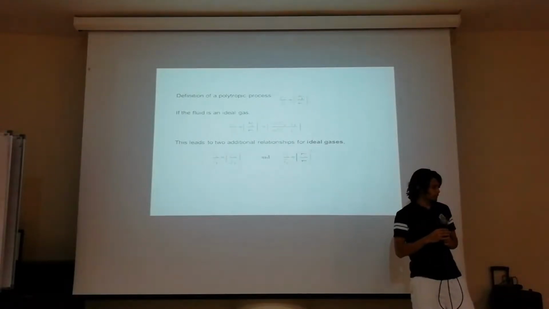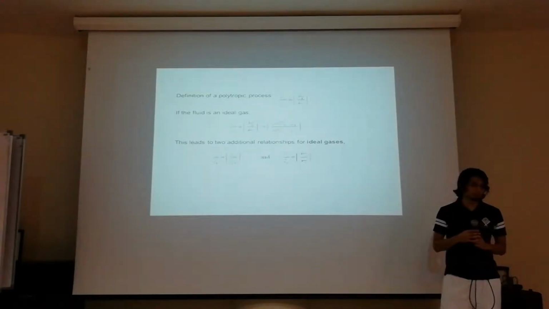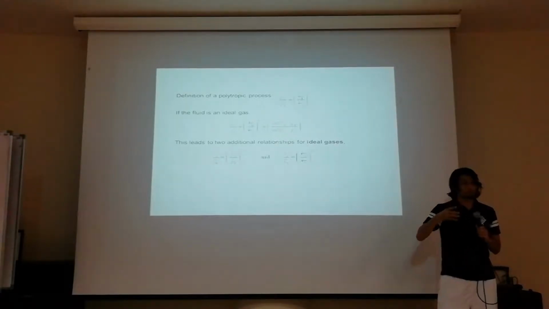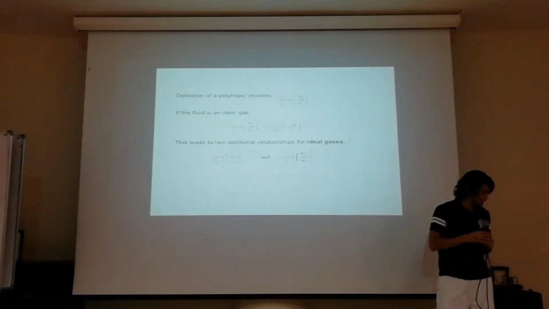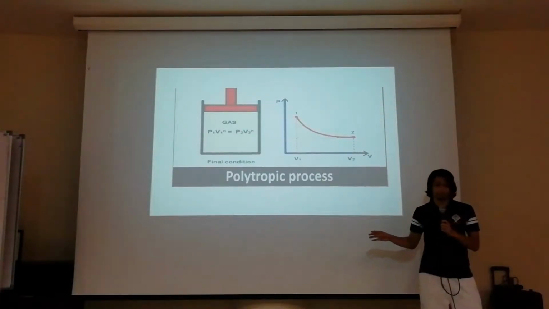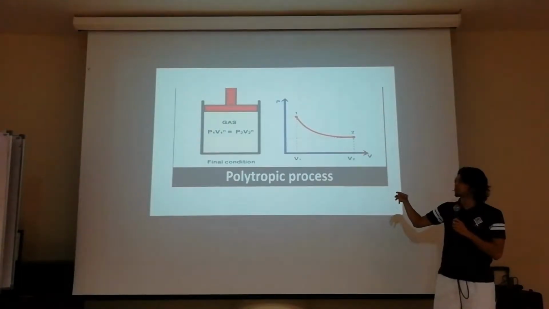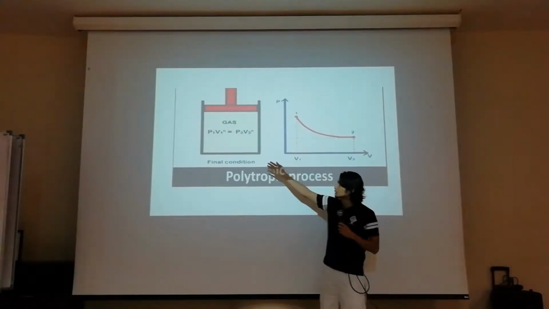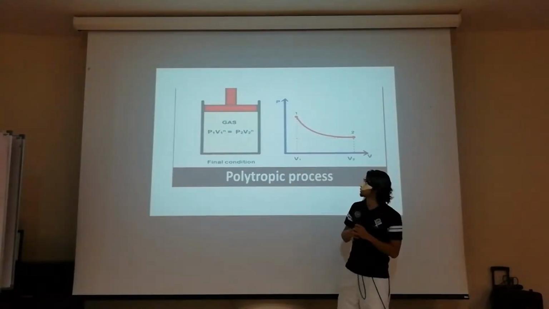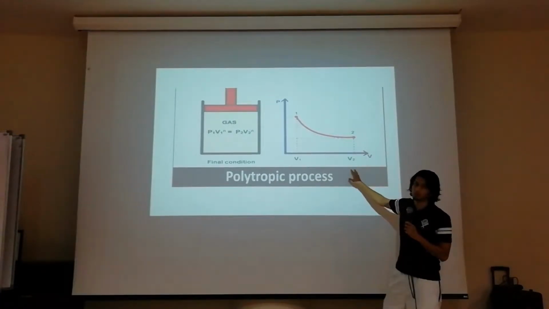And the third one leads to two additional relationships for an ideal gas, which is T2 over T1 is equal to P2 over P1 to the power of the polytropic index minus 1 over the polytropic index, and the other one is about the same. This is the illustration of the polytropic process, where the final condition will be shown in this figure. P1 V1 to the power of the polytropic index is equal to P2 V2 to the power of the polytropic index. So this is the PV diagram for the polytropic process itself.